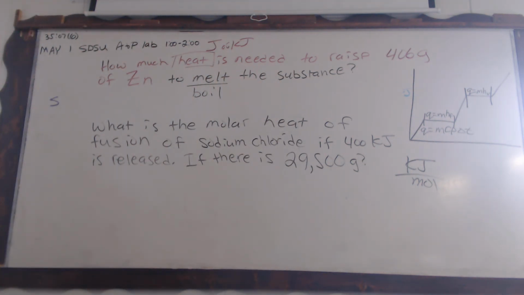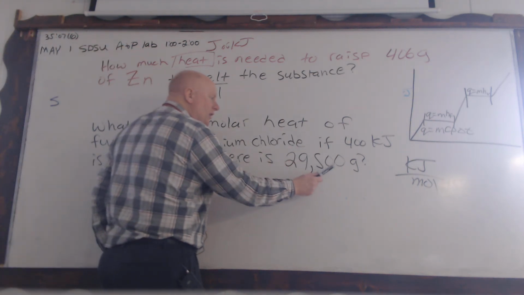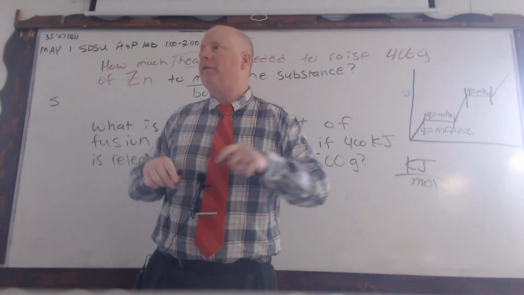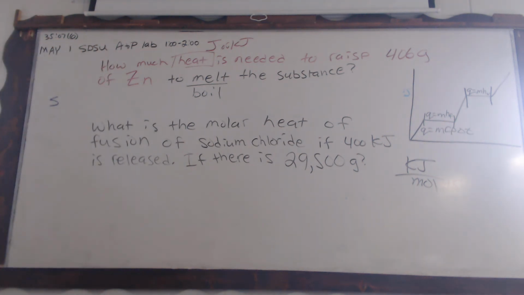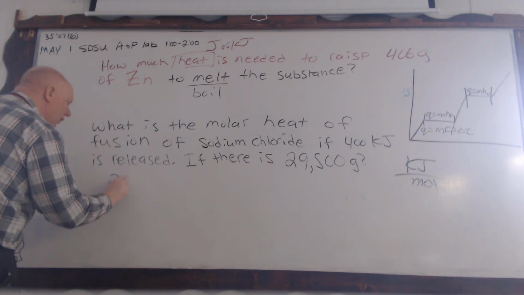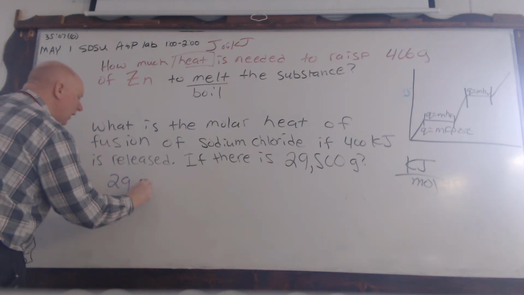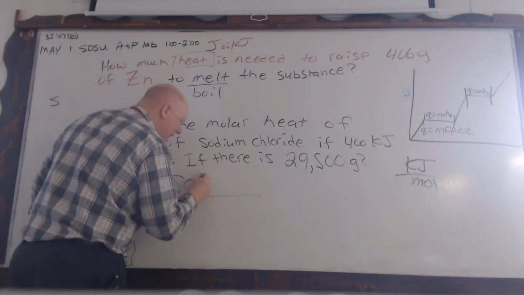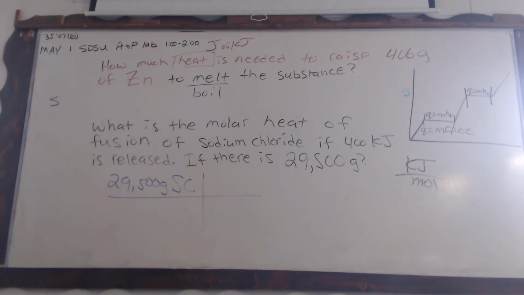Keep in mind, the first thing that we need to do, we need to change this grams to moles. This is two totally separate problems, okay? Because it might say the first thing you need to do is find how many moles are there. And how do we do that? 29,500 grams of sodium chloride. So how do we get this into moles? Divide by the mass on the bottom.